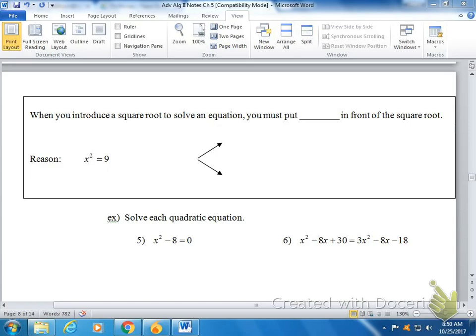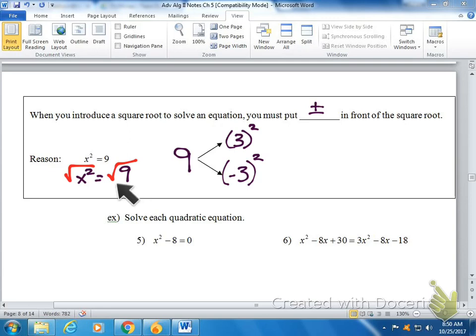So on to the next page. When you take the square root of both sides in an equation, you've got to put a plus or minus symbol in front of the square root, because we need to recognize, what squared equals 9? Well, 9 can come from two different possibilities, either positive 3 being squared or negative 3 being squared. So when you take the square root on both sides, we need to recognize that not only could we get a positive 3, we also could get a negative 3.